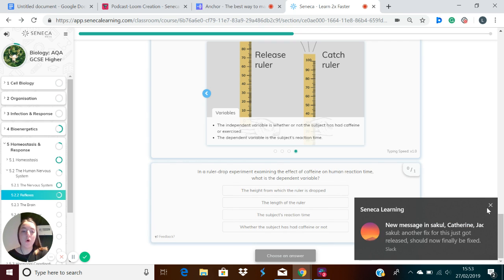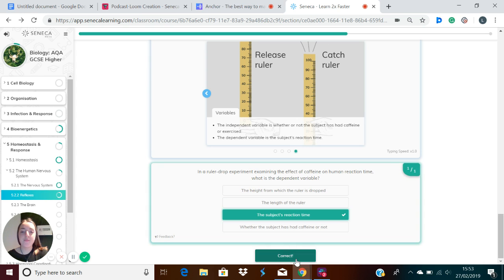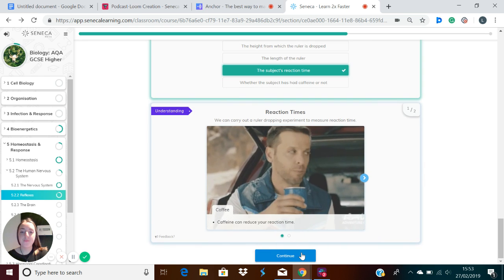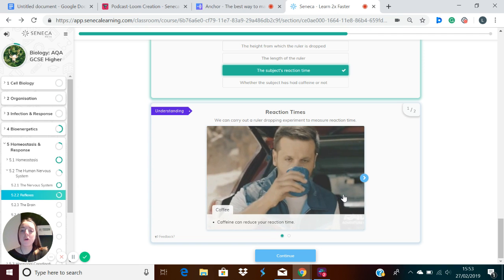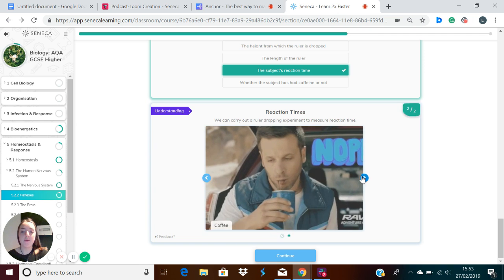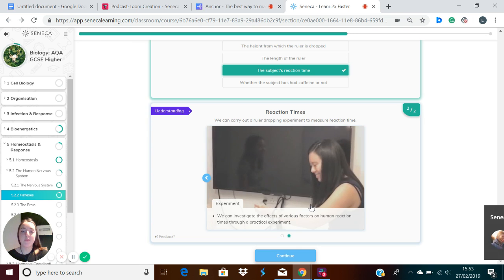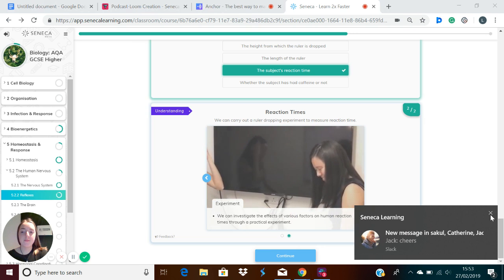Let's have a recap. What would the dependent variable be? The dependent variable would be the subject's reaction time, because that's what you're measuring. So what could the effect of coffee be? So caffeine can reduce your reaction time. And we check this by doing that experiment.